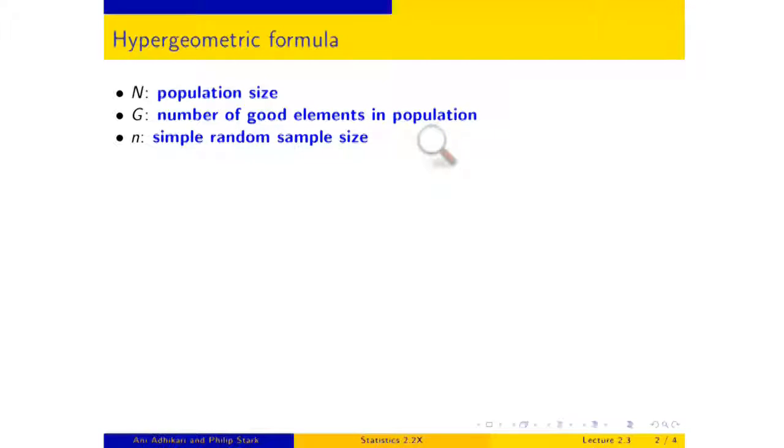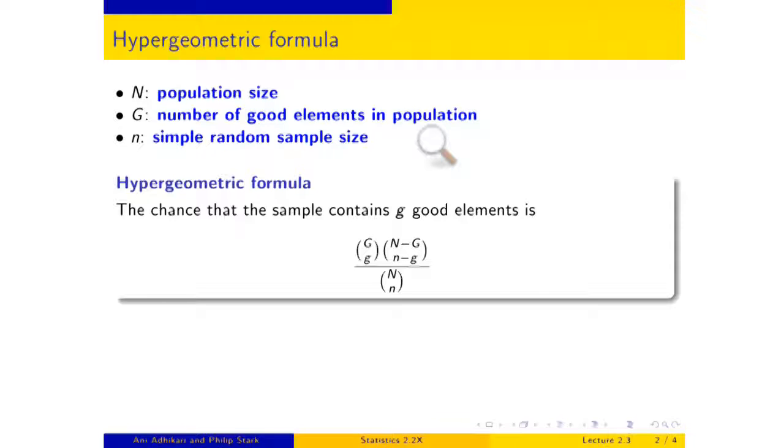And the question that you're going to answer is, how many good elements can I get in the sample? And what's the chance of getting a certain number of good elements? And that chance is going to be given by the hypergeometric formula, which is exactly the thing that we derived in a special case just a little while ago. If you choose a simple random sample of size little n out of a population of size capital N, the total number of possible samples is capital N choose little n, population size choose sample size. And they're all equally likely.